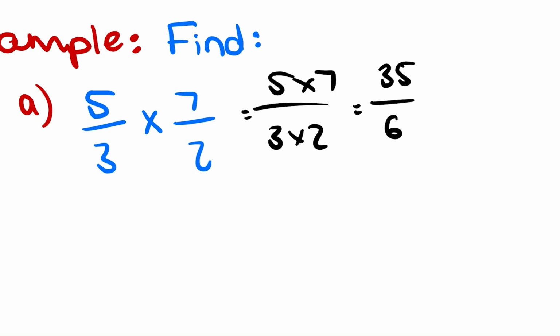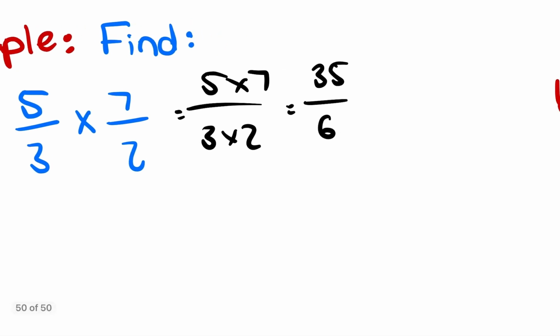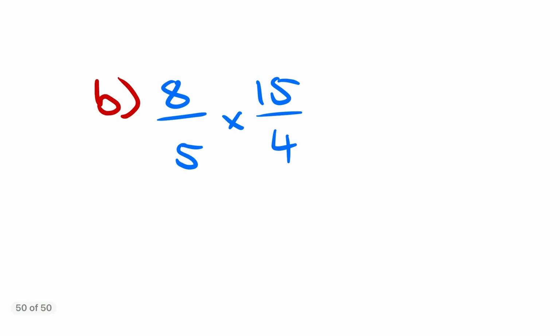So then my next step would be to look and go, can I simplify this down? And I go, yep. How many times does 6 go into 35? And it goes 5 times with 5 left over. Okay, so now let's have another one here.